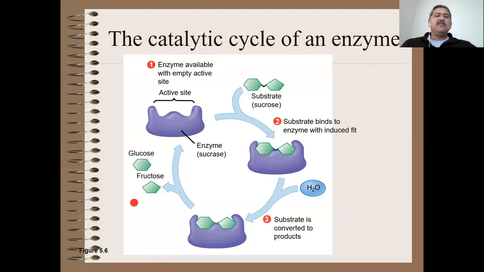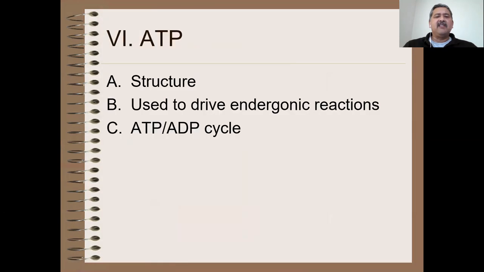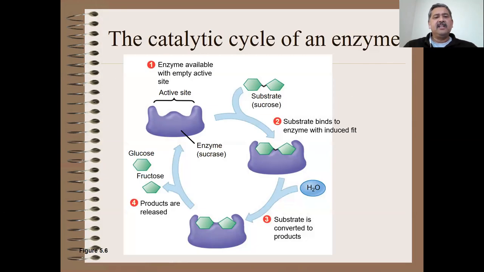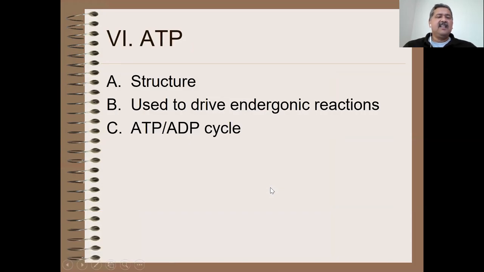Here's a diagram that shows us the catalytic cycle of an enzyme just as a review. And so you can see here the active site, the substrate fitting right into the active site, the chemical reaction happening. So that's what's happening in an enzymatic reaction. To finish up, I want to take a look at the topic of ATP.